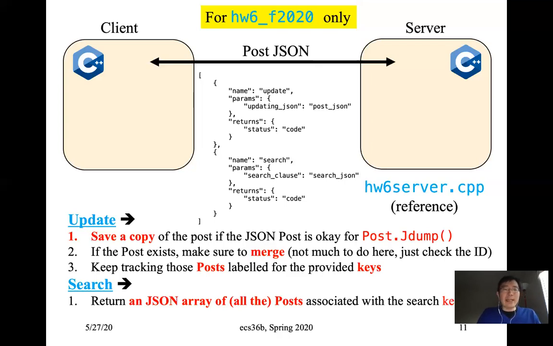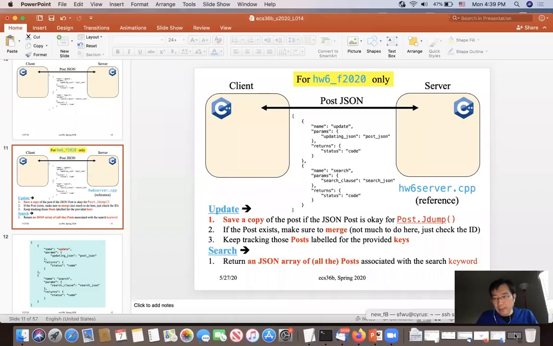Semantically, what is the search? In fact, if you implement the update correctly, the search is relatively simple, at least in this simplified way of doing search. So what is a search? You can see that in the search there is only one parameter, which is the search JSON. So you provide a JSON that represents the keyword you'd like to search. Let me show you what the search JSON looks like.